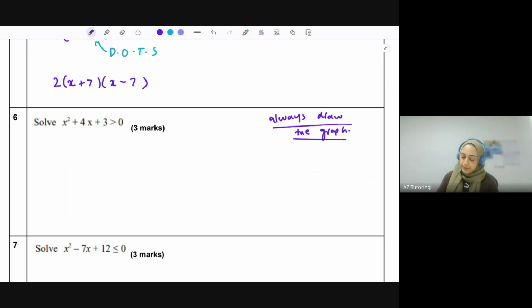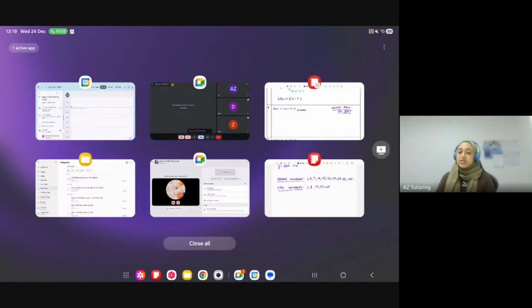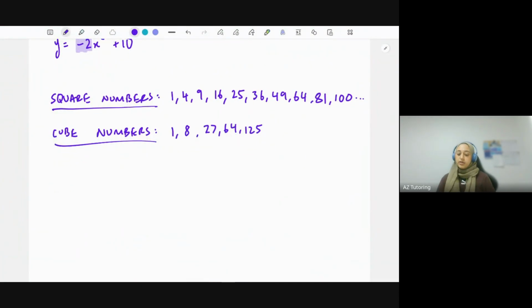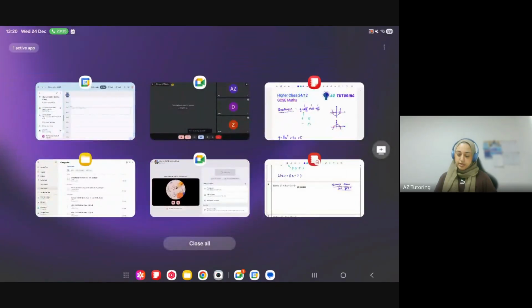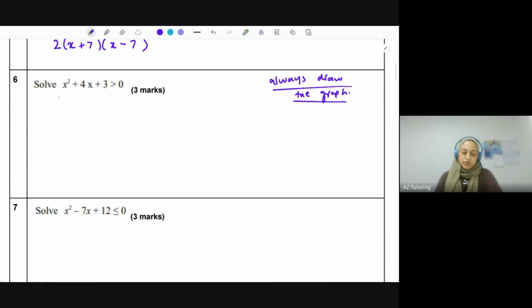So, and we already know it's just a sketch. Now, what a sketch means, it's not accurate, but you've got some ideas to what it looks like. So for example, like we know it's U-shaped if a is positive, and we know it's N-shaped if a is negative. So that's really important. So let's see. Solve x squared plus 4x plus 3 is more than 0.